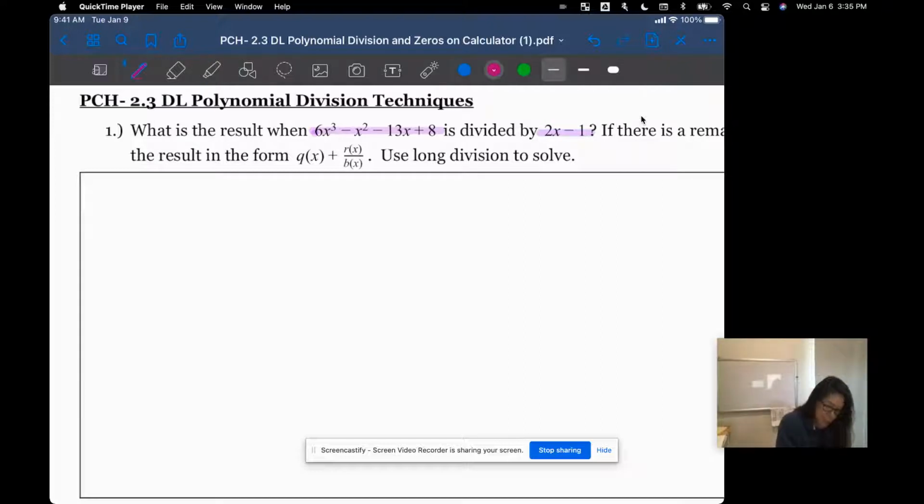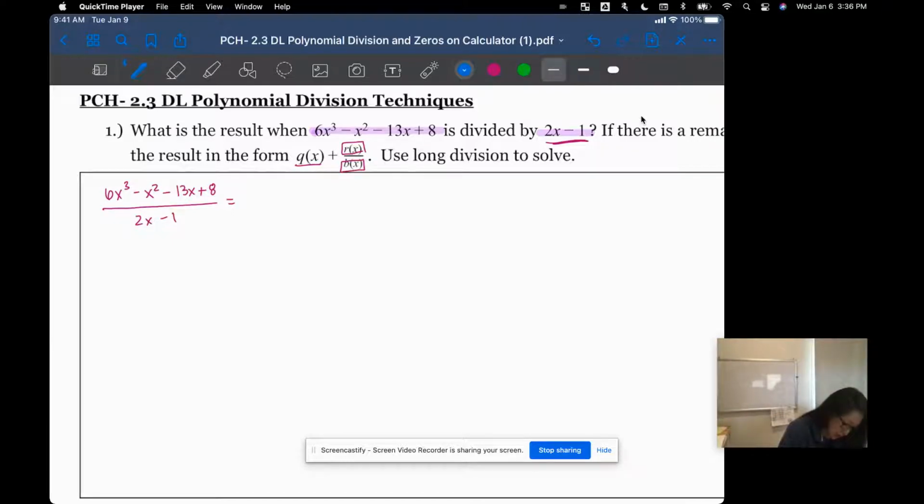So I am going to set this up as a rational function. So 6x cubed minus x squared minus 13x plus 8 all over 2x minus 1. So I have a rational expression. And what I'm going to end up with is the quotient q of x. And if I have a remainder, I'll put the remainder on top divided by my divisor, what I'm dividing by. Okay, so we set this up.